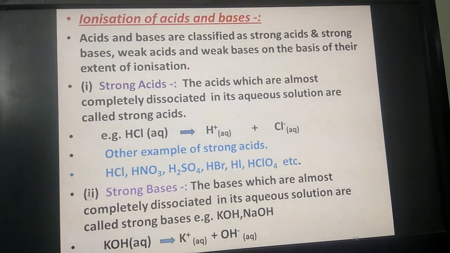Now you should have understood the two definitions. What is a strong acid? The acids which are almost completely dissociated in their aqueous solution, and the bases which are almost completely dissociated in aqueous solution are called strong bases. In other words, strong acids are those which are almost completely dissociated in aqueous solution and give a large number of H+ ions, while strong bases are those which are almost completely dissociated in aqueous solution and give a large number of OH- ions.